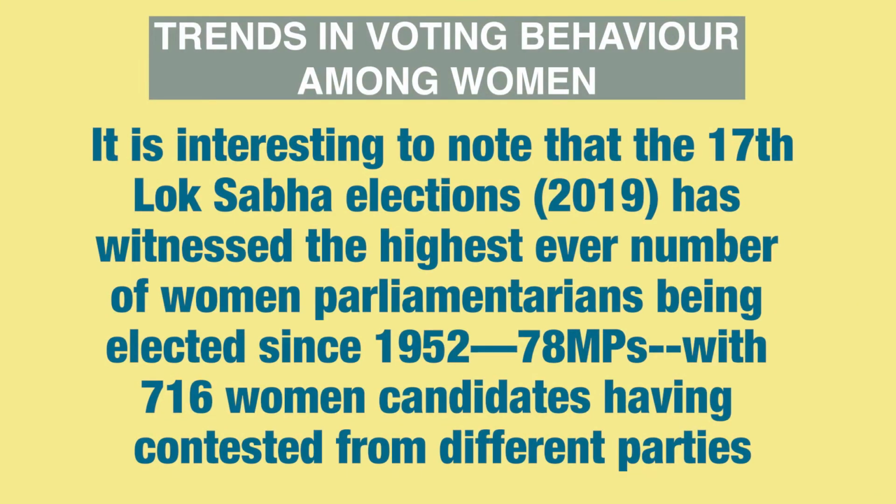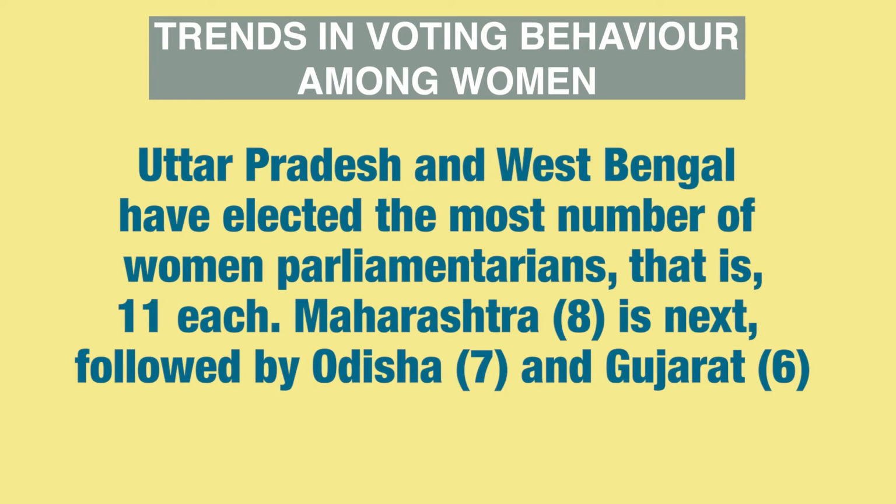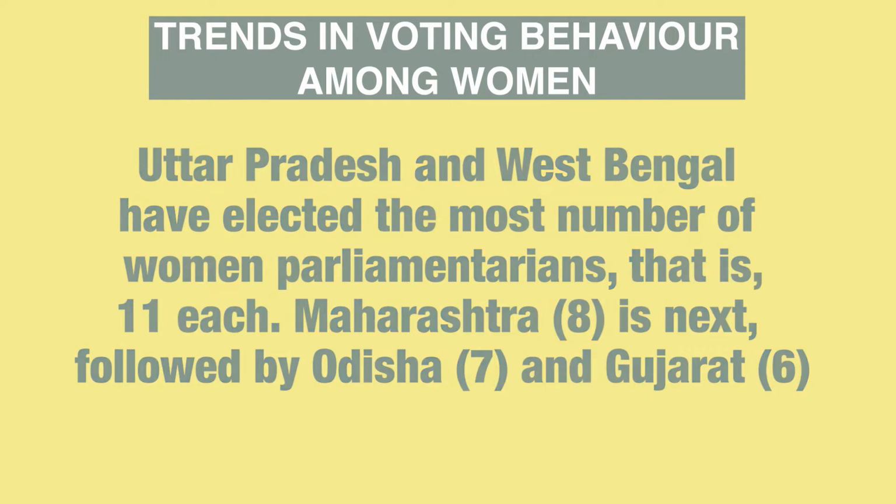It is interesting to note that in the 17th Lok Sabha elections held in 2019, the highest number of women parliamentarians were elected. For the first time in the history of the Indian Lok Sabha, around 78 MPs were elected. There were around 716 women candidates contesting from different parties and regions. Uttar Pradesh and West Bengal have elected the most number of women parliamentarians, that is 11 each, followed by Maharashtra with 8 MPs, Orissa with 7 MPs and Gujarat with 6 women legislators to the Lok Sabha.